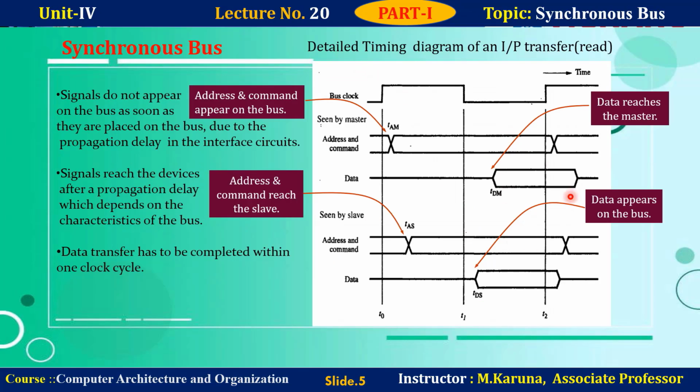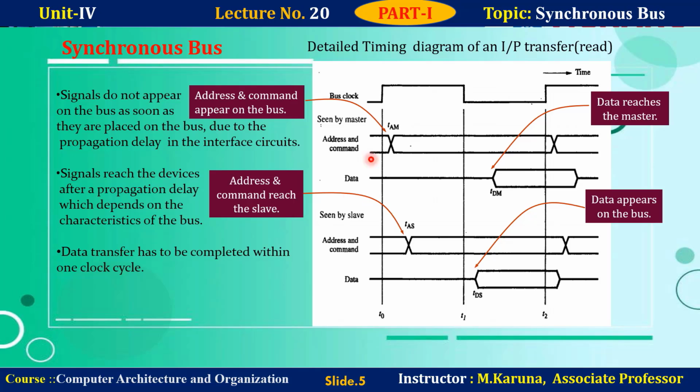This is the detailed timing diagram of an input transfer operation. Okay, so bus clock cycle, and this is the address and command bus, and this is the data bus. These are seen by the master, meaning the processor, and the address and command signals and data bus are seen by the slave device. Here we are performing a read operation. That's what the slave device is, the input device.